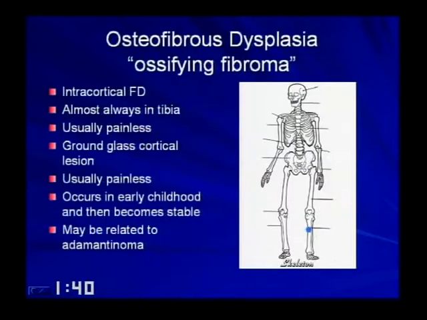Now, what about another entity that's much less common, osteofibrous dysplasia, or ossifying fibroma? You can think of it as intracortical fibrous dysplasia. It occurs almost exclusively in the tibia. You can have a ground glass appearance, but it's cortical. Usually painless. It may be related to an adamantinoma. There may be some crossover lesions from an ossifying fibroma or osteofibrous dysplasia to adamantinomas. Because what? They both occur in the tibia almost exclusively.